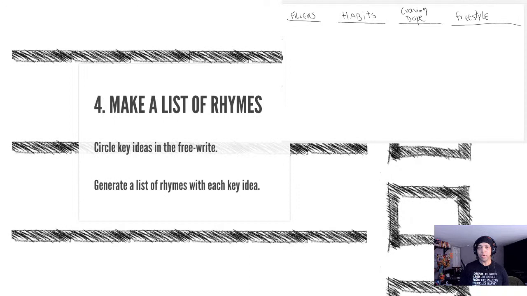You can also expand beyond these four, but I think this is a good place to start. And if you need a target number, you know, 4x4, right? Try to get at least four rhymes for each column. That way you have 16 words that you can use, and potentially you have all the words you might use in your verse. All right, so let's get to it.